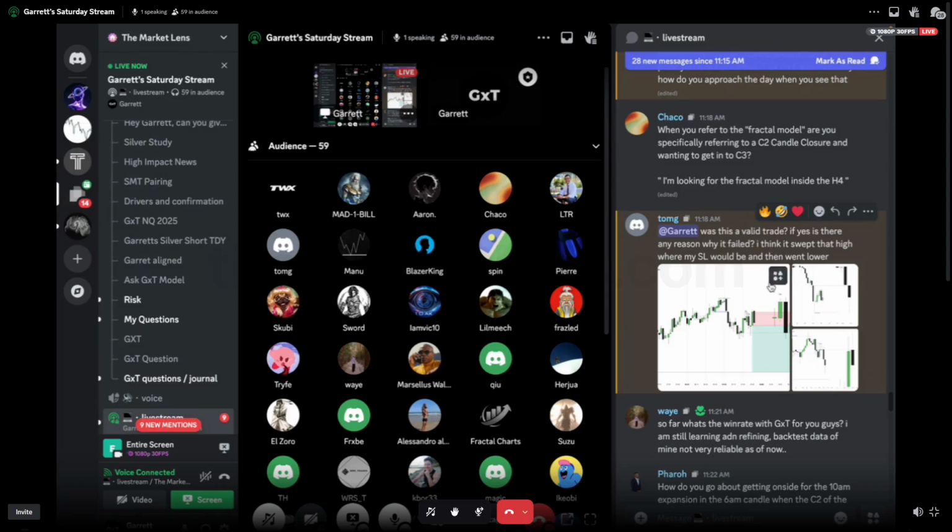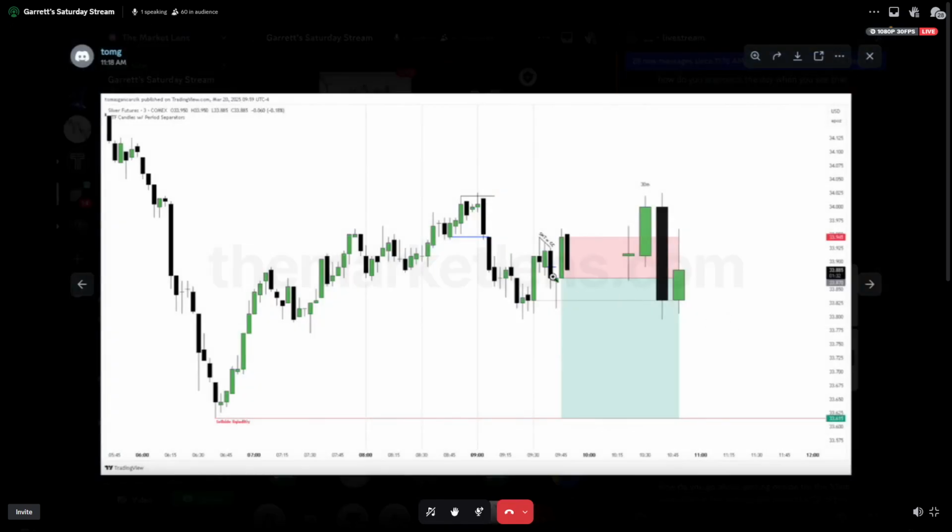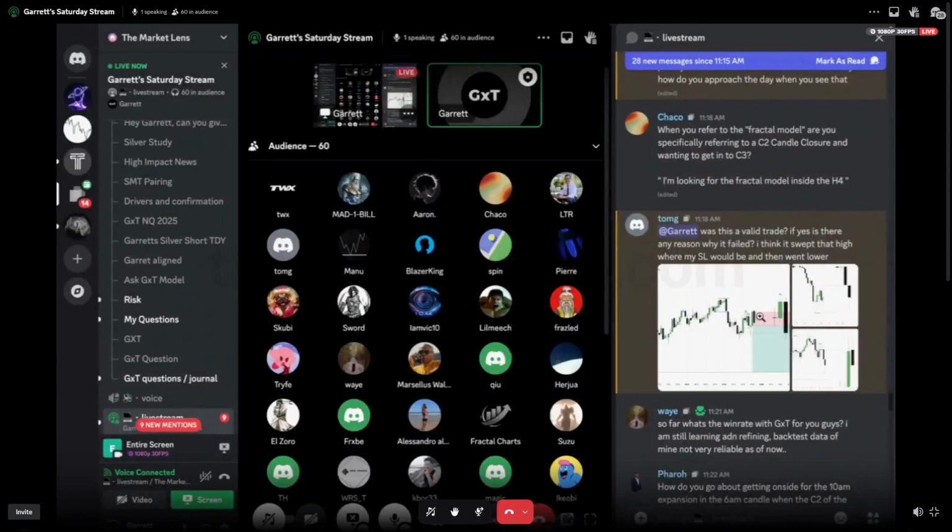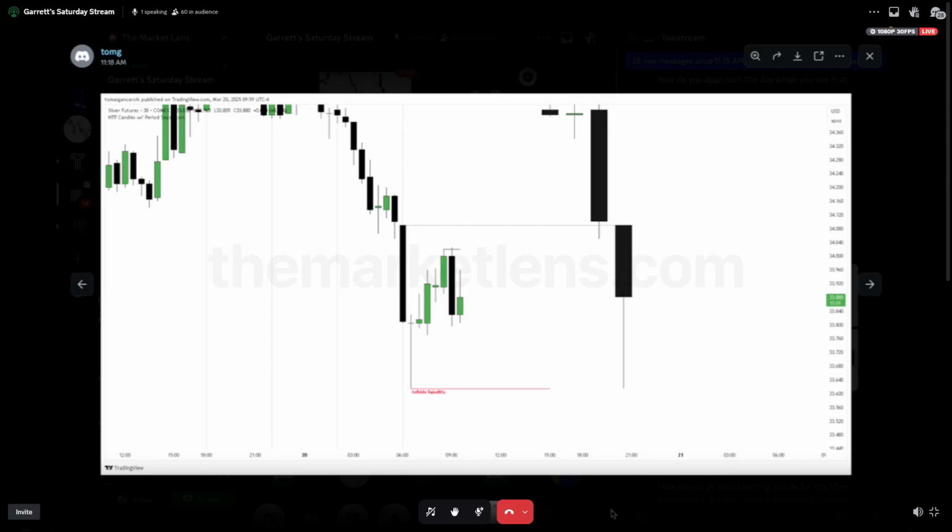But yeah. Was this a valid trade? If yes, is there any reason why it failed? I think it swept that high. Where's my stop loss? Okay, let's see. So it opens high first. Oh, okay, hold on. Yeah, this is not a... Unless this is an SMT here. If the other asset created a high here, I wouldn't consider this a CSD, or yeah, CSD, right? Because this candle was not the candle that created the highest high. It'd be this one. Does that make sense?